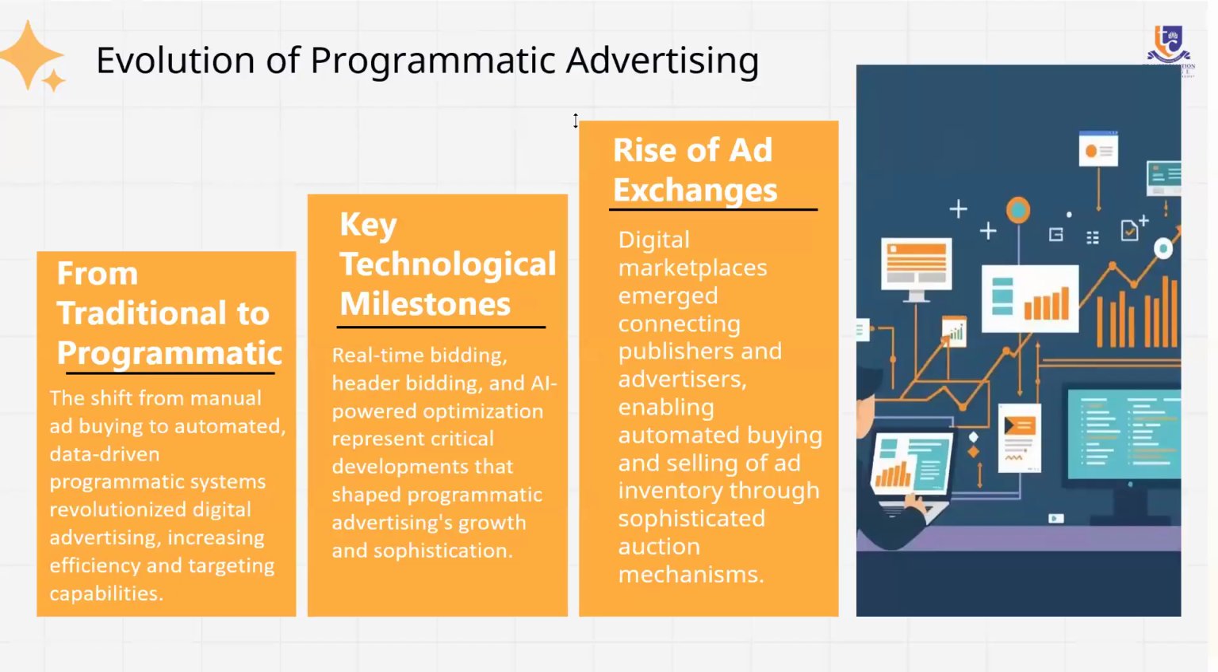So in the evolution of programmatic advertisement, let's start from the traditional programmatic. This is a shift from manual ad buying to automated. For instance, all you need to do on Google Ads Pro is get your video, your image, or your audio.